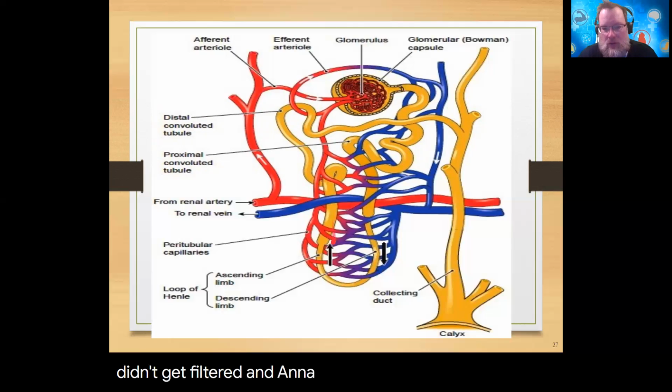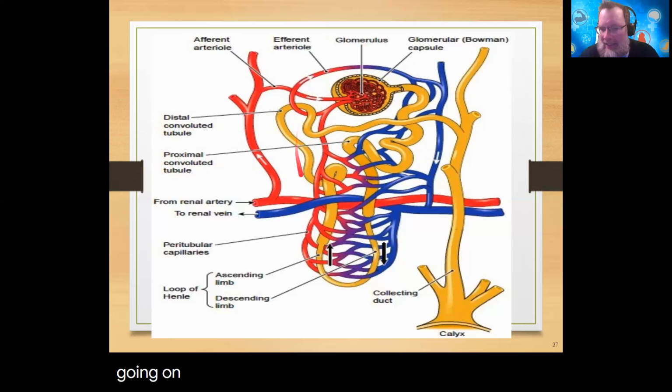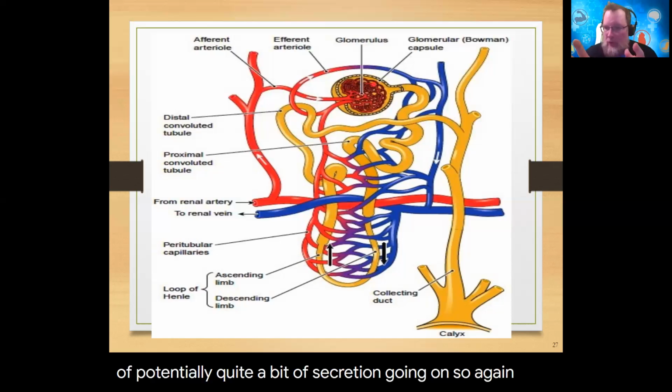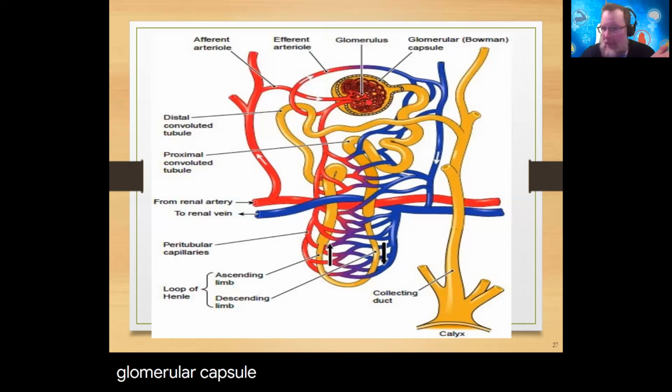And a lot of that secretion can happen in the proximal tubule and the descending area of the loop of Henle, certainly. We see a lot of it going on more or less toward the end of the line. So the ascending loop into that distal convoluted tubule, that's where we're going to see potentially quite a bit of secretion going on. So again, first thing we do is filter the blood in the glomerulus and the glomerular capsule. Blood's going to leave that glomerular capsule, and urine is going to start being formed in the tubular network.